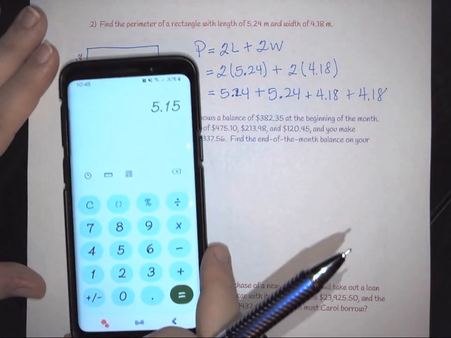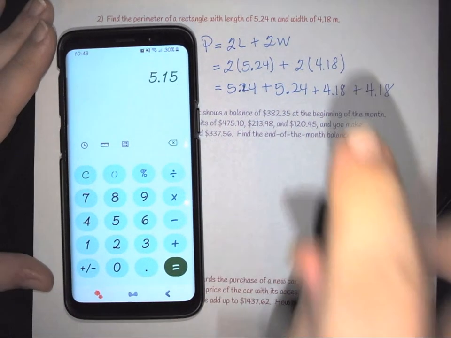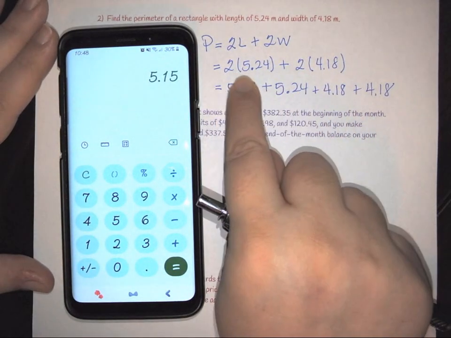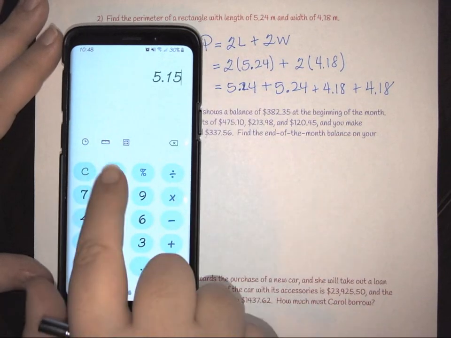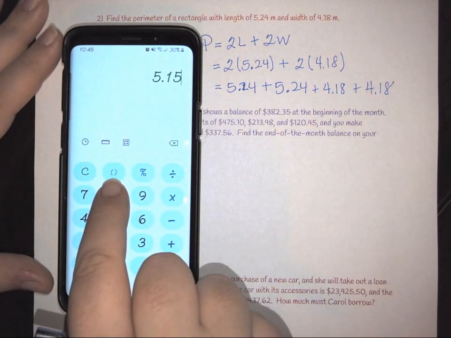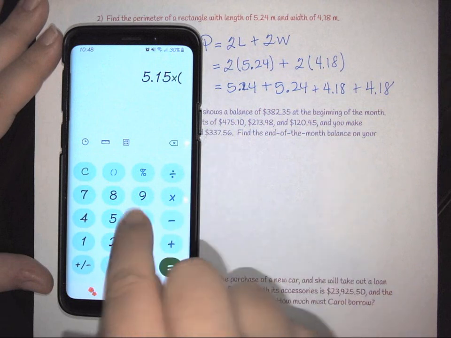So again, if we go back to our calculator, we can plug it in using the multiplication method very simply. You're going to start by hitting this little parenthesis button right here. So you open up your parenthesis.